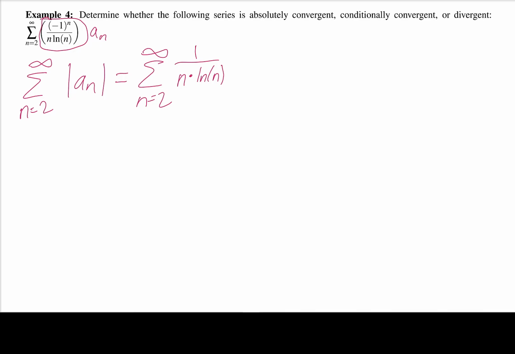And so here, what I'm going to use is the integral test, right? So we look at the integral from 2 to infinity of 1 over x ln x dx. And I'm going to use a u substitution here. We'll do u equals ln of x. And so we know this is an improper integral. I'll rewrite it as a limit.